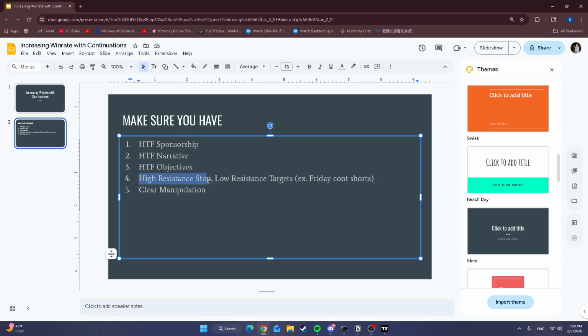You want to have high resistance stop loss and low resistance targets. This doesn't just go with continuations. This is kind of just like you always want to have this. You want to have high resistance stop loss, low resistance targets, because that just gives you more probability to actually have a good trade. And then you just want to have a clear manipulation leg.